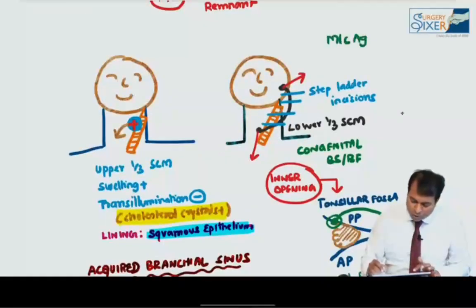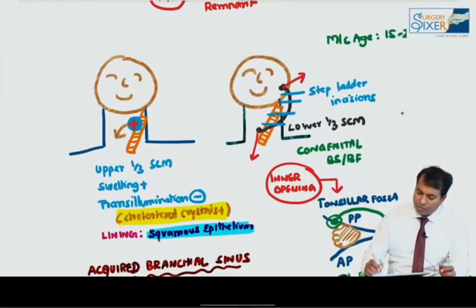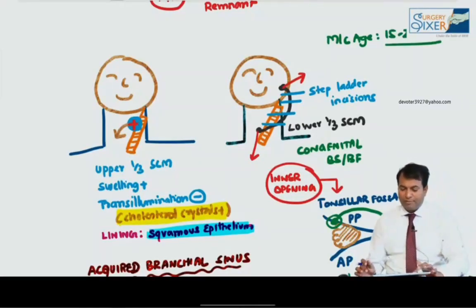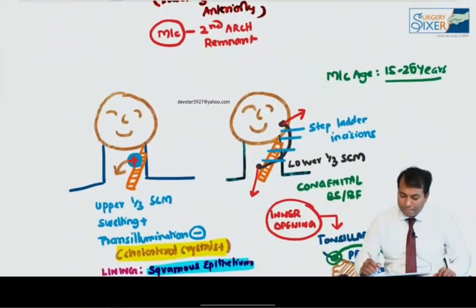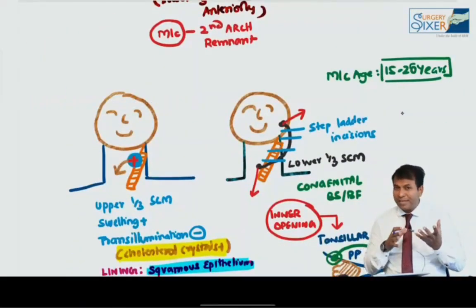Most common age group the patient comes to hospital will be around 15 to 20 years. So please remember, they commonly come to you at the age of 15 to 25 years. So it is common in young age. Though it is a congenital cyst, please remember the common age group of presentation is around 15 to 25 years.